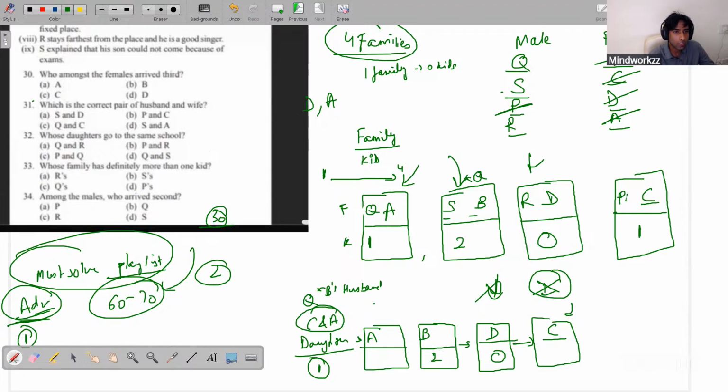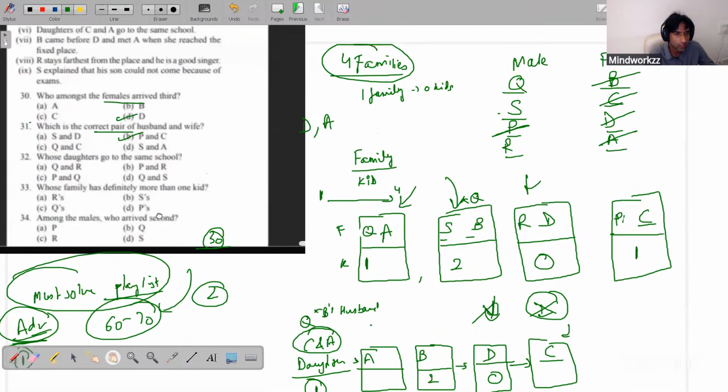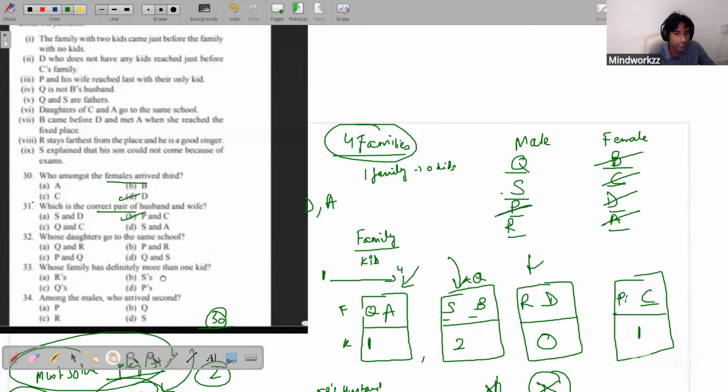Anyway, who amongst the females arrived third? D arrived third. Answer D is correct. Which is the correct pair of husband and wife? S and D, no. P and C, yes. So you don't even need to check the other options. Whose daughters go to the same school? This was given to us in the clue, right? Daughters of C and A go to the same school. Okay, it's given to you right here.